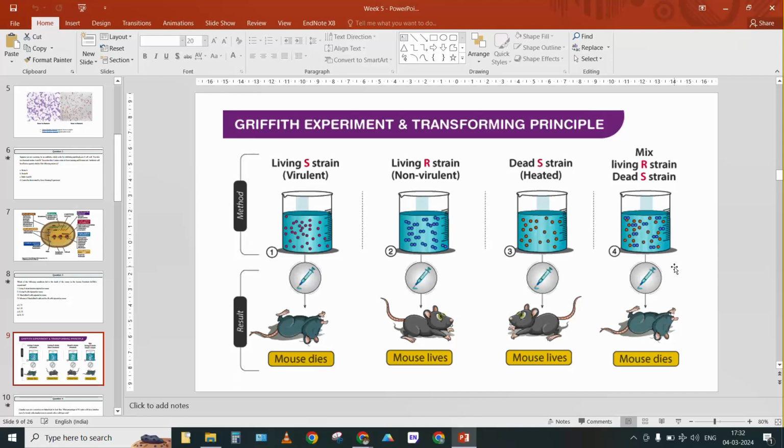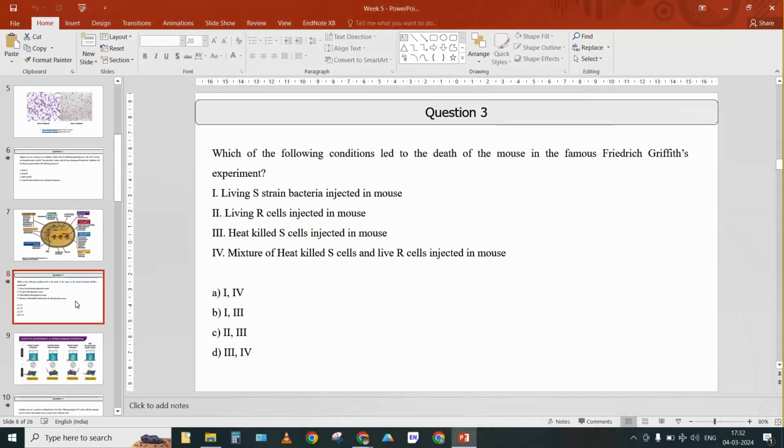The conclusion of this experiment is based on the observation. Griffith concluded that R strain bacteria had been transformed by S strain bacteria. The R strain inherited some transforming principle from the heat-killed S strain bacteria, which made them virulent. He assumed that the transforming principle is genetic material. So this was the Griffith experiment and its transforming principle. Coming back to the question, according to this, statements 1 and 4 are the ones that led to the death of the mouse in his experiment.